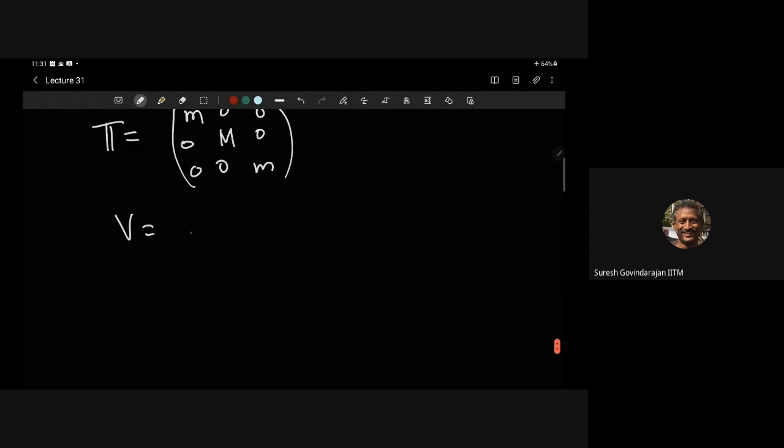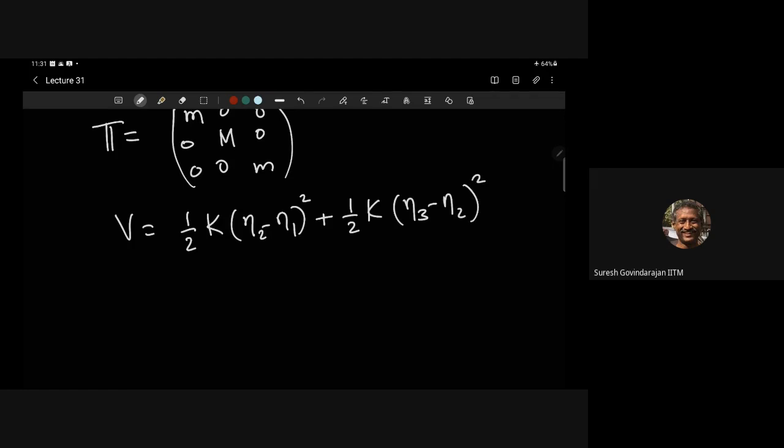So V is half k into x2 minus, so if you check carefully, it is just eta 2 minus eta 1 whole square, plus half k eta 3 minus eta 2 whole square. All the L's cancel away, and this is what we get. This is already quadratic, so we just need to expand this.